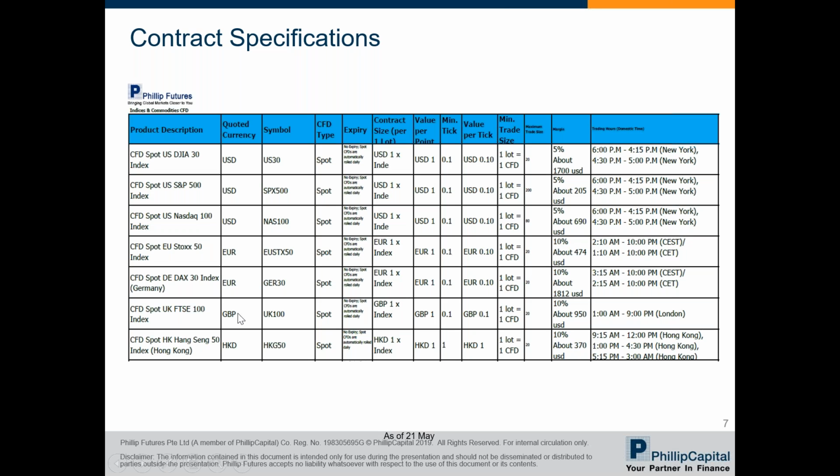For the UK FTSE, it is 1 British pound per point. Smallest tick 0.1 equals 10 pence. Margin is 10%, or about 950 US dollars. For the Hang Seng, it is standardized as 1 as well, but in Hong Kong dollars per point of the index. Margin is at 10%, or about 370 US dollars.